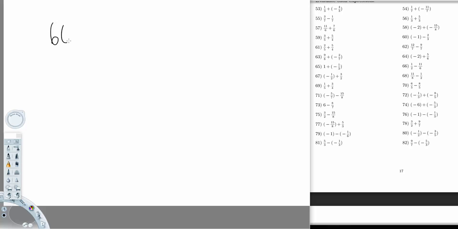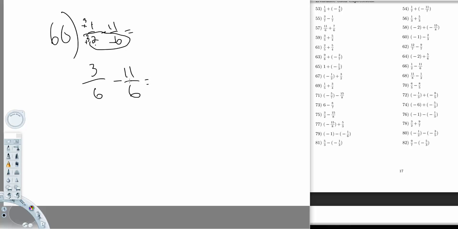66 now. 1 over 2 minus 11 over 6 equals. Now we have to make the denominators the same. So I'll take the 2 here and multiply by 3 to make it a 6. So we're going to take times 3, times 3. So 1 times 3 is 3. 2 times 3 is 6. Minus 11 over 6.